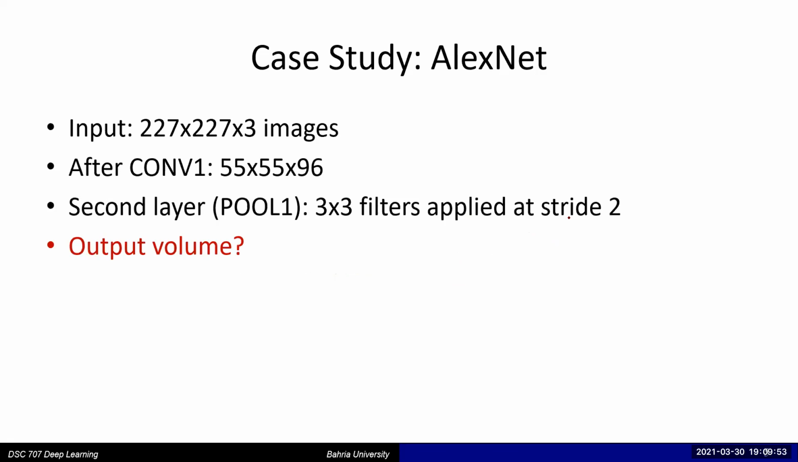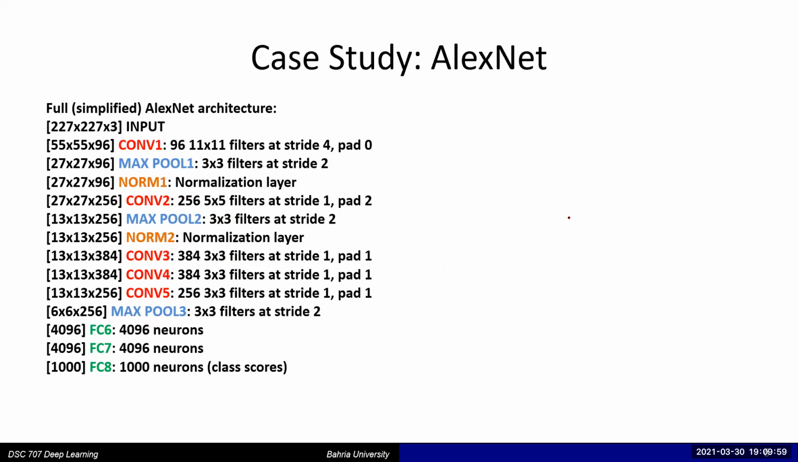Okay, so you can actually keep on doing this, right? The next layer then has 3 by 3 filters. You can keep on doing it, and you can see this complete architecture, where you have the size and the name of each layer. And eventually, what is important is this last layer, which has 1,000 neurons. Why 1,000? Because in the ImageNet dataset, you have 1,000 different categories of objects.